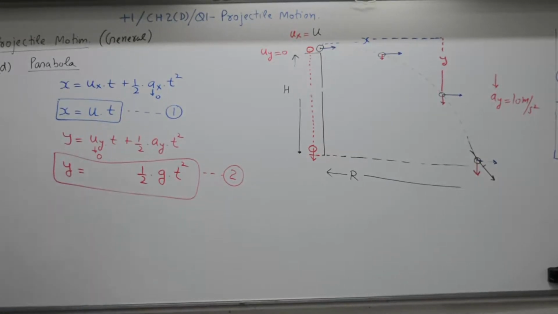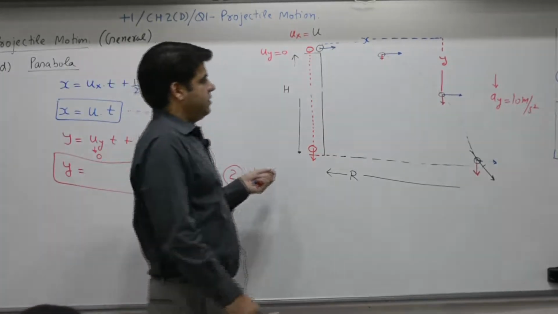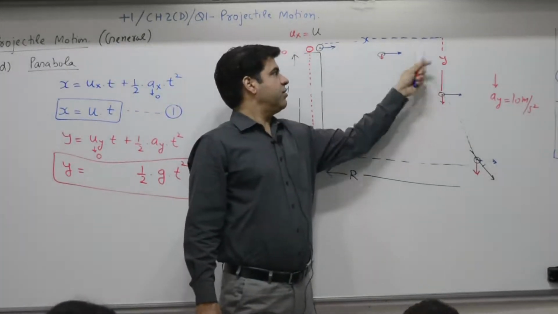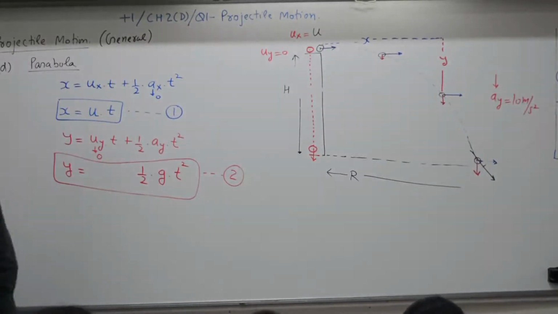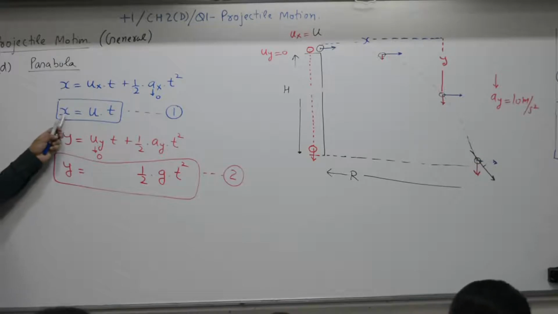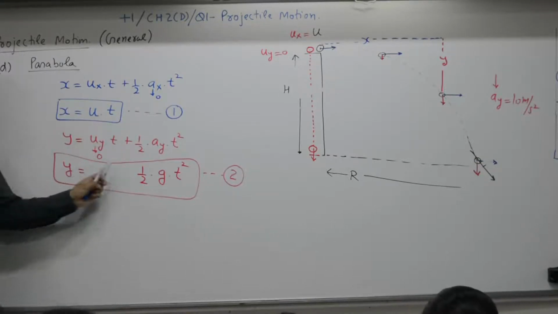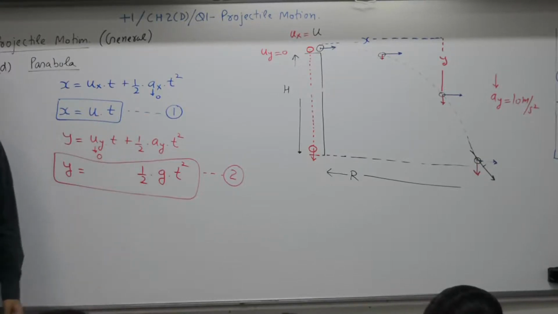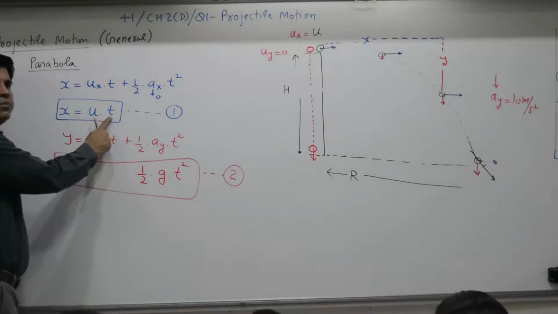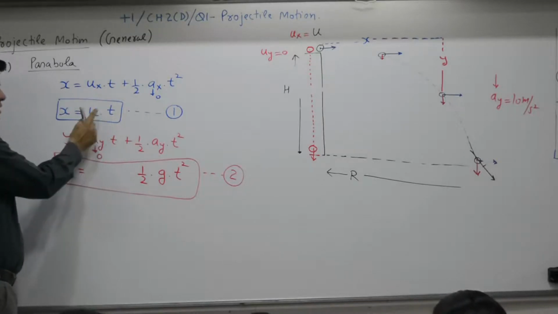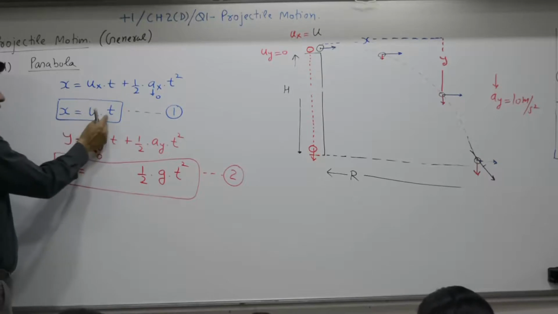Whenever you have to find whether it is a straight line or a parabola, you have to find out the relationship between y and x. How? X is related to t, y is also related to t. Common parameter is time. Eliminate t from these two equations, or take value of t from equation number 1, t is equal to x by u, and put this value in this equation.